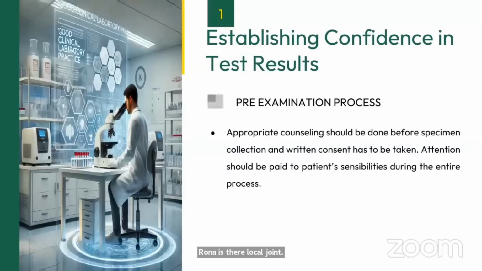Attention should be paid to the patient sensibilities during the entire process. So you must be sensitive to the patient's feelings.